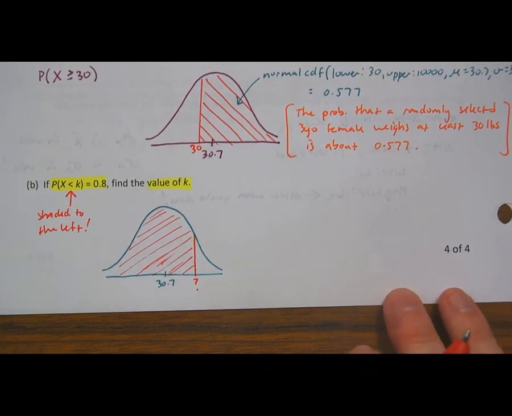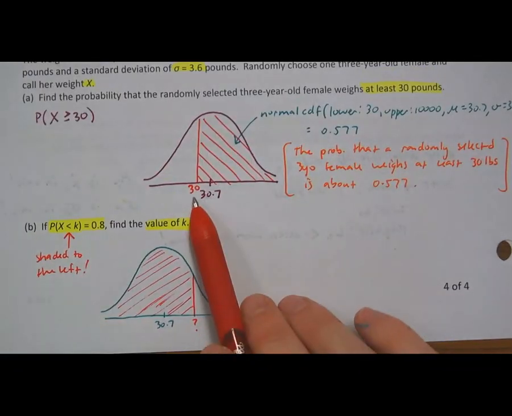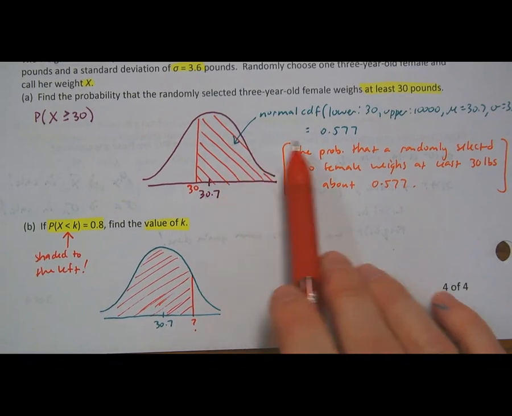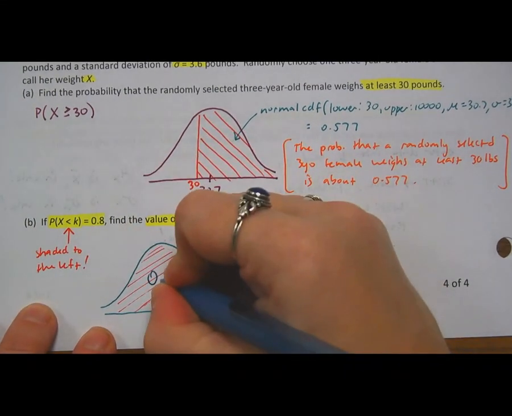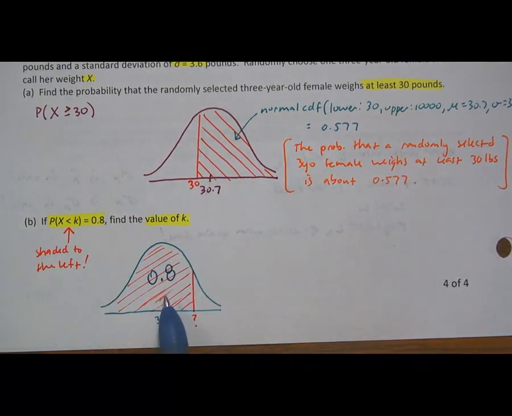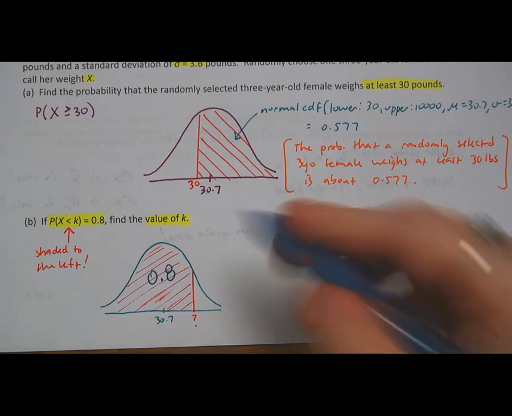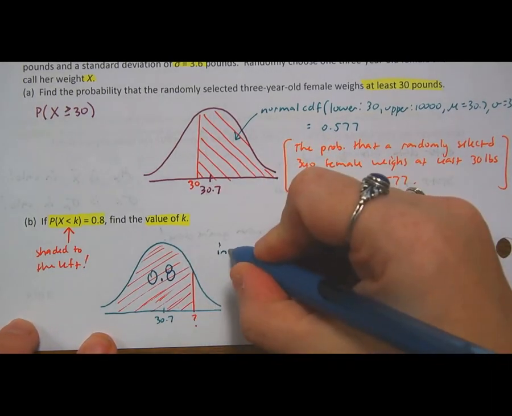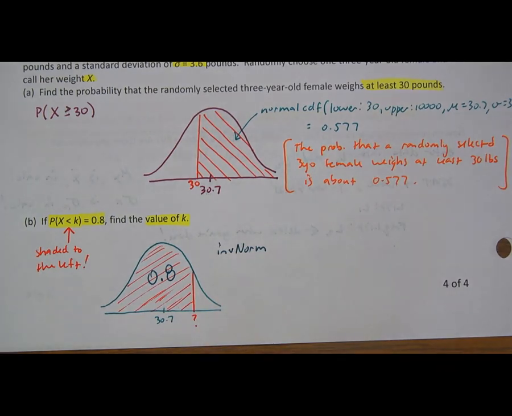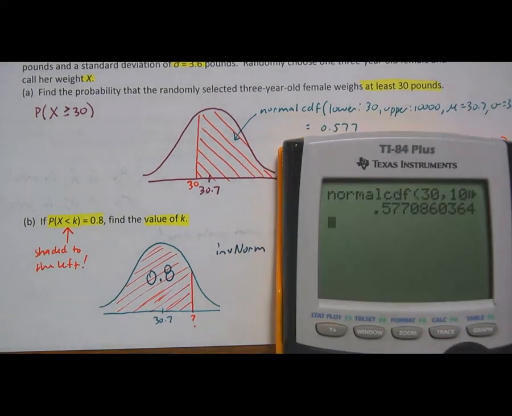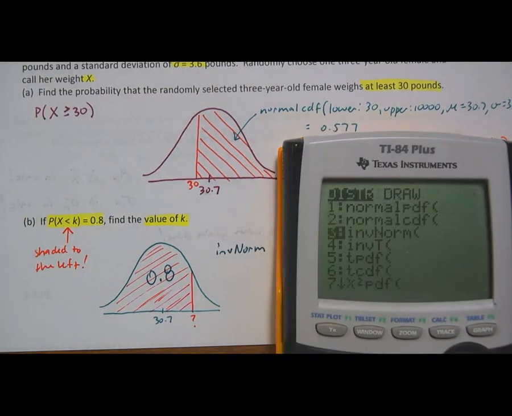You remember how in this one we were given the value and we needed to find the shaded area? Now we are given the shaded area as 0.8. How do we find the value? There you go, that's the inverse norm. And if you're like, okay, I kind of remember that, but I don't remember what the calculator needs, well, go to inverse norm, second bar is inverse norm, and it'll just kind of guide you on what you need.